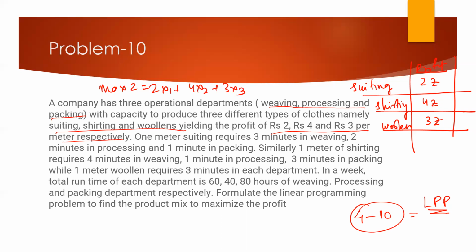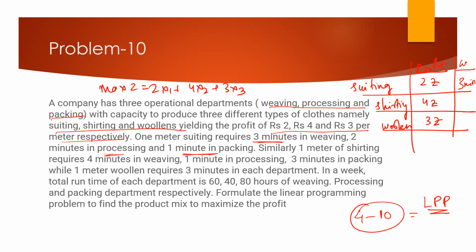I think by this time, if you have gone through all my previous sessions on this question model, you would have easily understood how to formulate the problem, because the objective of a firm is always to maximize variables, such as revenue or profit, or to minimize cost. Here it is given that 1 meter of suiting requires 3 minutes of weaving. So you can make a column for that: 1 meter of suiting requires 3 minutes of weaving, 2 minutes of processing, and 1 minute of packing.